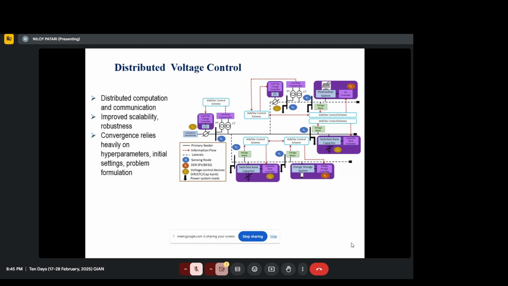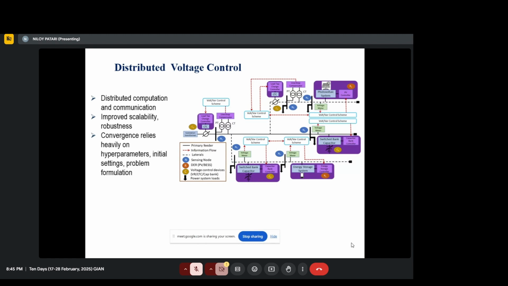Because at 300 kVAr, the voltage will be pretty high. At 200 kVAr, the voltage will go down a bit. So the other advantage that distributed control has is improved scalability and robustness.